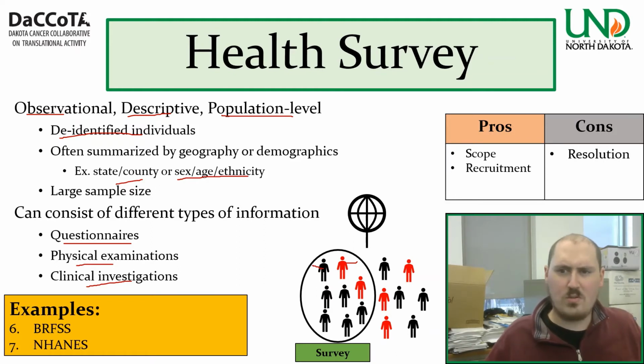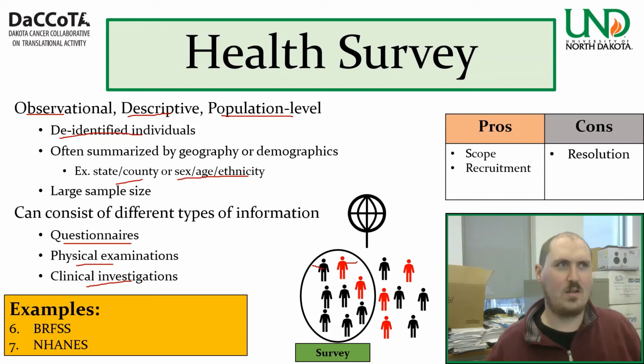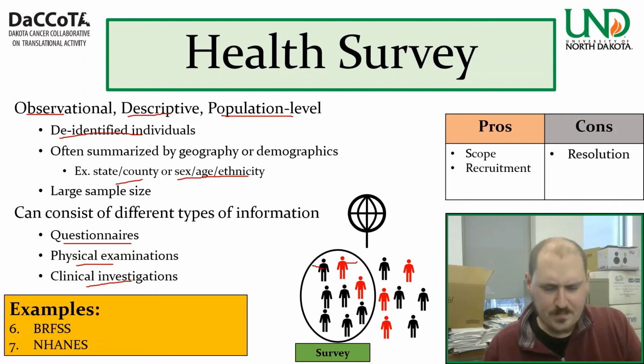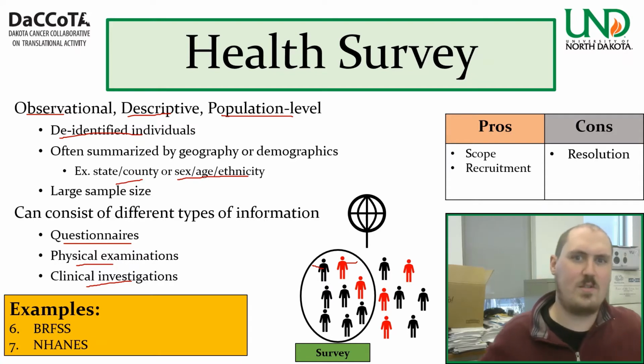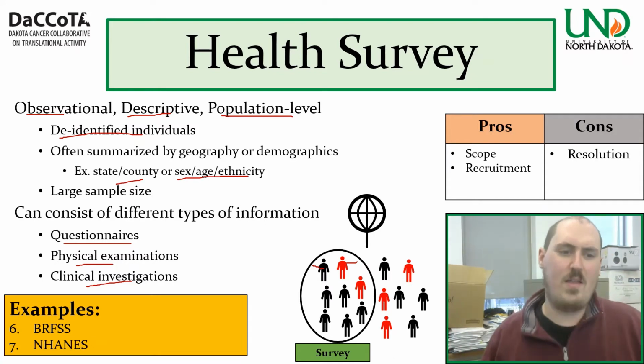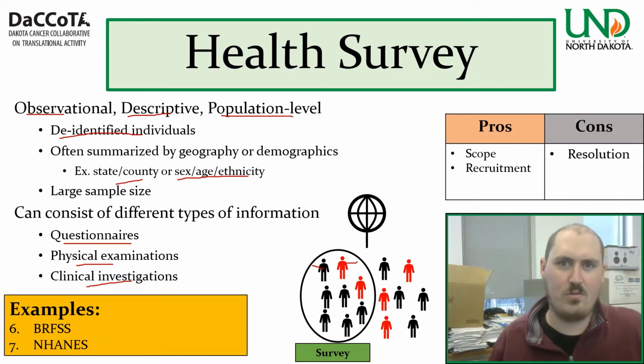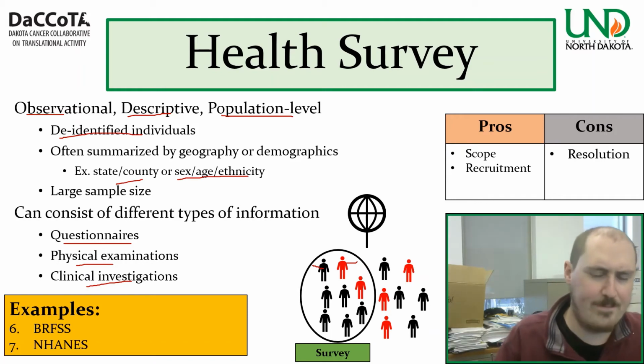So the pros: it can be pretty wide scope and relatively easy recruitment, especially since some of these are pretty low impact. However, there's not a lot of resolution. It's better for getting the lay of the land, rather than answering specific conclusions. Some great examples of this are the BRFSS, the Behavioral Risk Factor Surveillance System, and NHANES, which is the National Health and Nutrition Examination Survey.